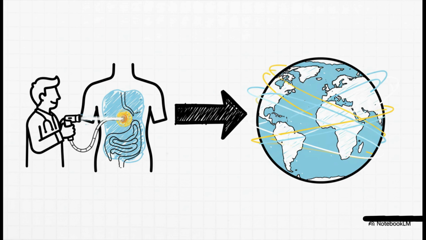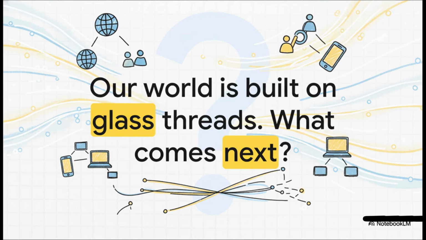Pretty cool, huh? So when you step back and look at the big picture, it's kind of staggering. Our economy, our friendships, our whole digital lives, they all depend on this invisible network of glass threads. It's an incredibly powerful and robust system, but it's also built on something fundamentally fragile. It really makes you wonder, what does it mean that our entire civilization is built on these invisible threads of light? And where do we go from here?